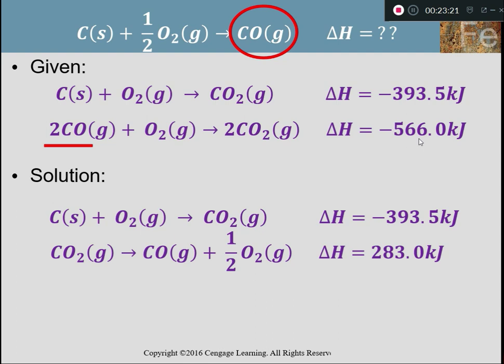which means for this reaction with the release of 566 kilojoules of energy, I have to flip it. So I'm going to change the sign to be positive, and then I have to divide it by 2. So it becomes 283 kilojoules of energy.